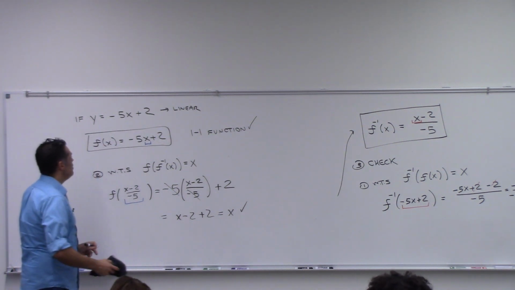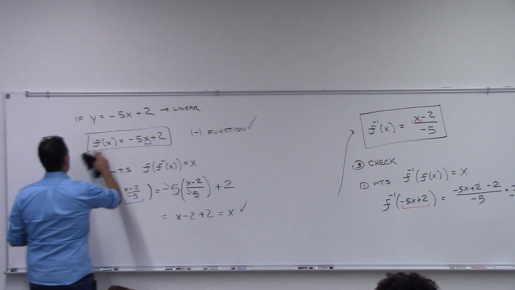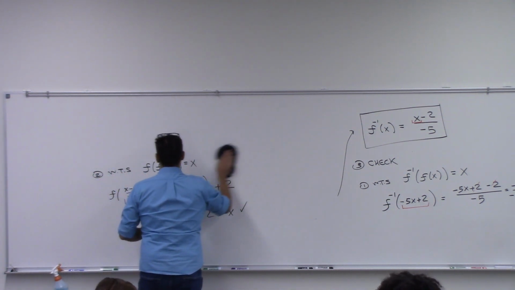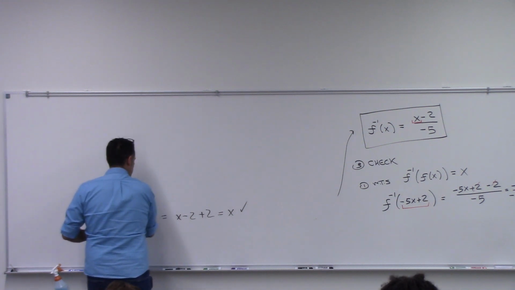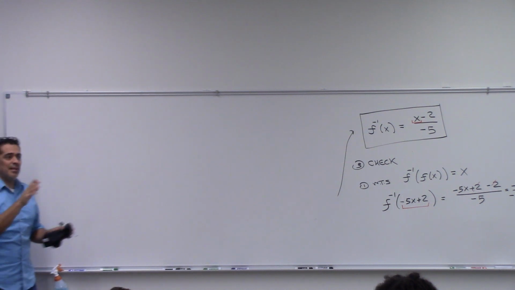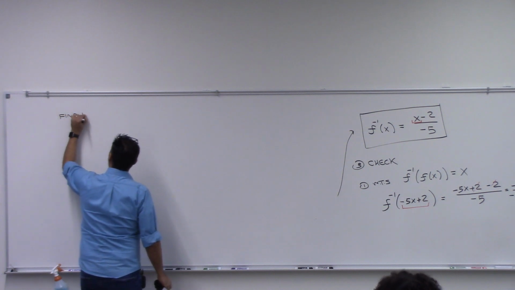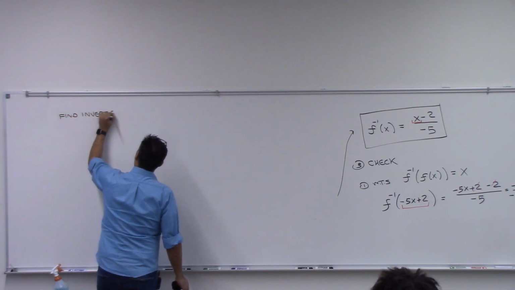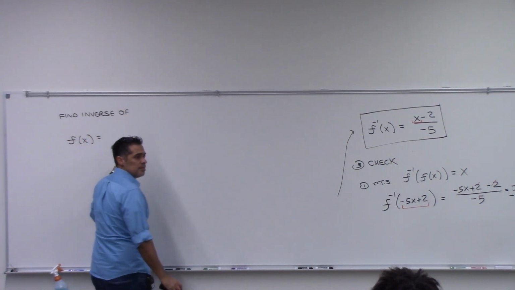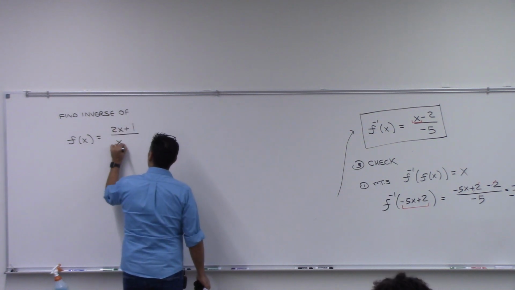Yeah, now we need to do something more complicated, all right? So let's look at this next one. Please pay attention to this problem. This is a problem that I like to put on tests. This one right here, something like it, all right? So I want us to find the inverse of f of x equals 2x plus 1 over x minus 1.